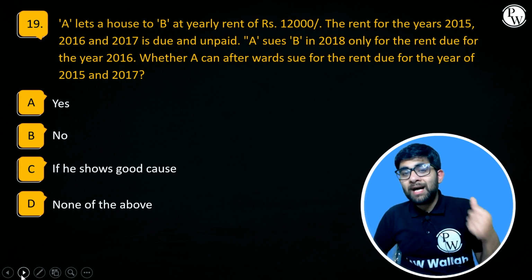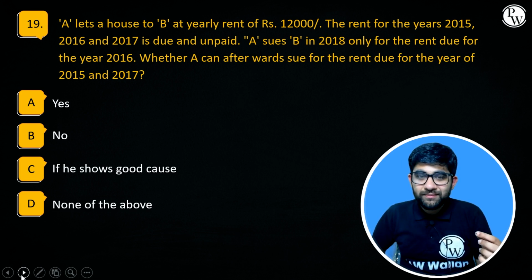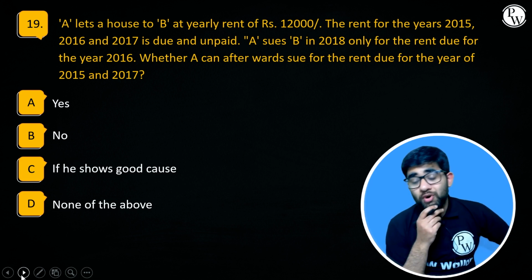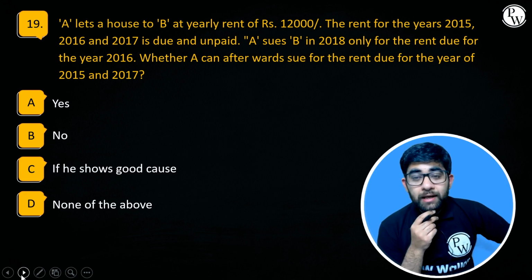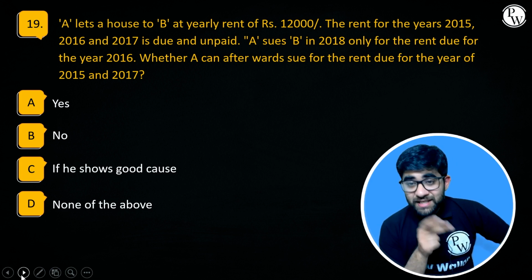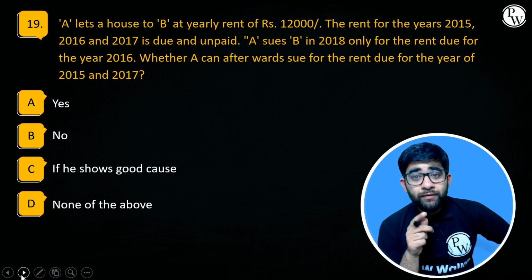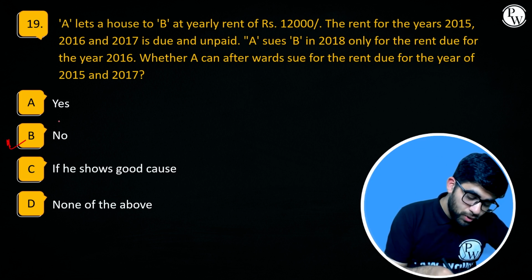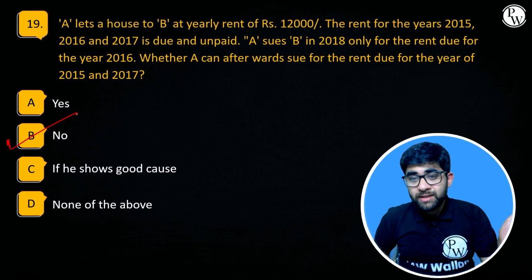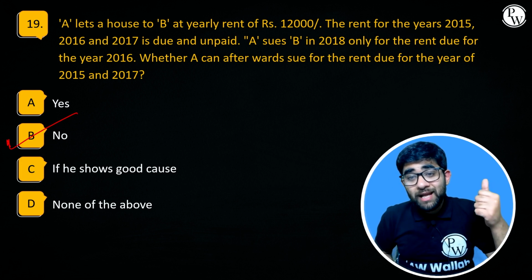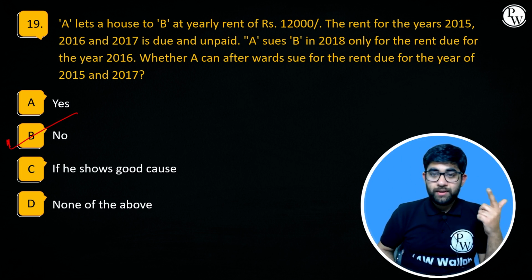Let's see. The answer to this is yes, no, or if he shows good cause. Whether showing good cause will entitle him to file a case where he has omitted or relinquished his right to recover rent of 2015 and 17? No. The answer is here also no. In no circumstances can you file a case for the claim that you have omitted or relinquished. All right.